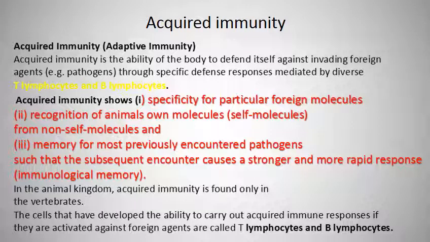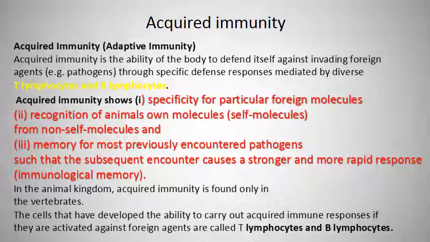Okay, now we will see about this acquired immunity. It is also known as the adaptive immunity. Acquired immunity is the ability of the body to defend itself against invading foreign agents through specific defense responses mediated by diverse T lymphocytes and B lymphocytes. So acquired immunity shows specificity for particular foreign molecules.